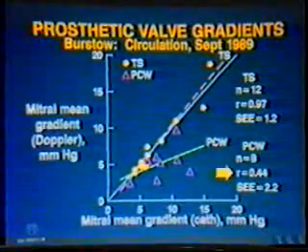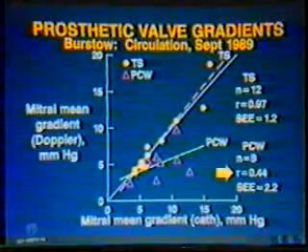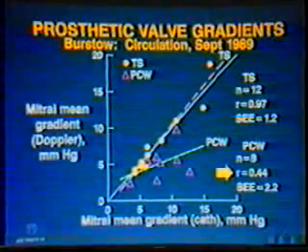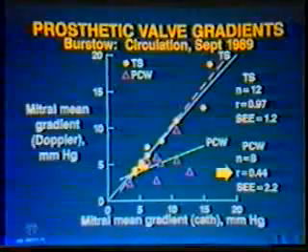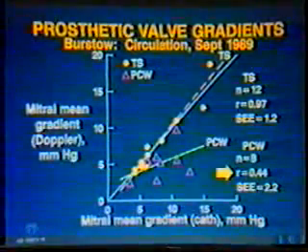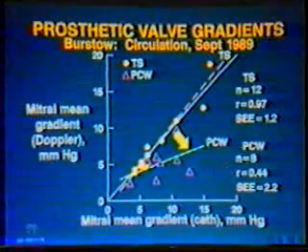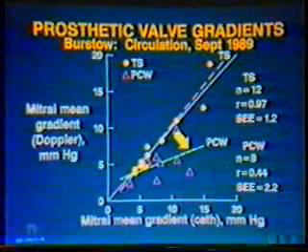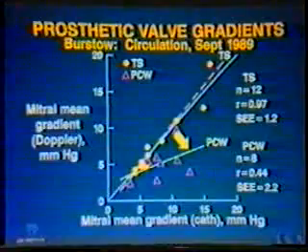However, the correlation was poor when Doppler mean gradients were compared to catheter mean gradients obtained by using pulmonary capillary wedge pressure instead of direct measurement of left atrial pressure. For these 8 patients, catheterization significantly overestimated the true mean gradients.